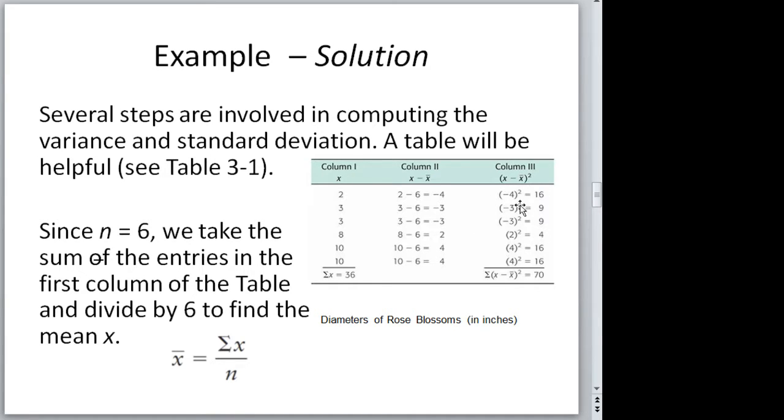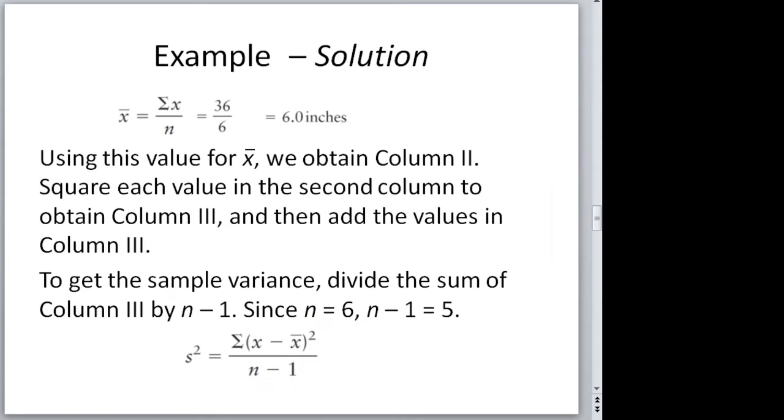Once you square, all this negative will go, right? Because negative 4 squared is 16, negative 3 squared is 9, and so all those negative canceling effects we can avoid by squaring it. So once you square that, then you add this up. You add all these values, and it becomes 70 right there. So what do you do with this adding up value 70?